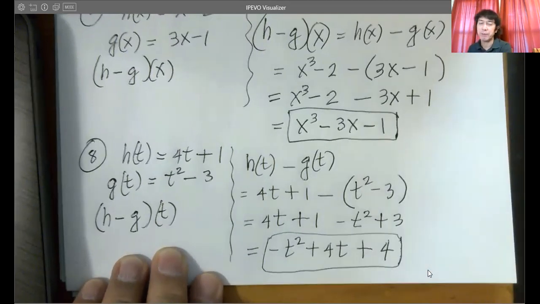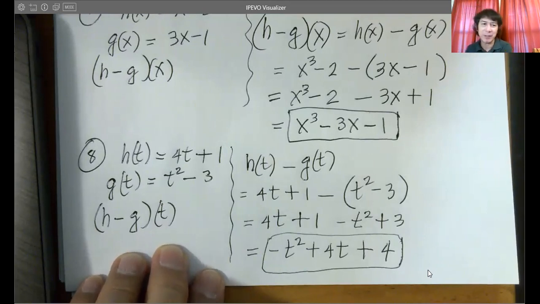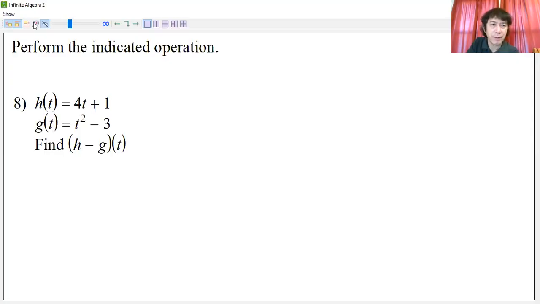So you must be able to familiarize yourself with combining like terms, how to add similar terms, okay? And this goes to our number 8. Negative t squared plus 4t plus 4 is the answer. All right, let's verify. Negative t squared plus 4t plus 4, yes, that's the red answer you can see on the board. We shall now proceed to the multiplication.